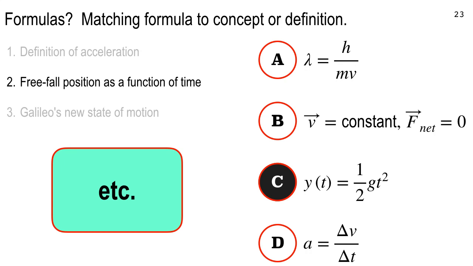What is G? Oh, G is the acceleration of gravity, 9.8 meters per second squared. Yeah. So it's a drop triangle.